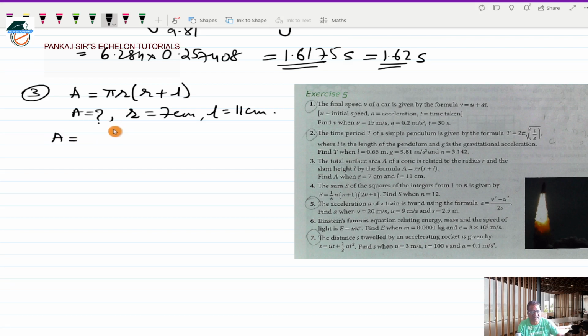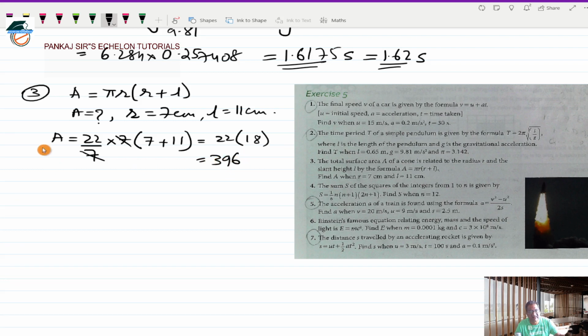A will be equal to, now for the pi value in this question, he has not told us to take any particular number. Because R is given as 7, I will take pi as 22 upon 7. That will help me. Into R, which is 7, so I'll put 7 times R, 7, plus L, 11. This is how you have to plug in the values. Now this 7 gets cut and I'm left with 22 times 7 plus 11, which is 18. So my final answer will be 22 into 18, and that works out to 396.